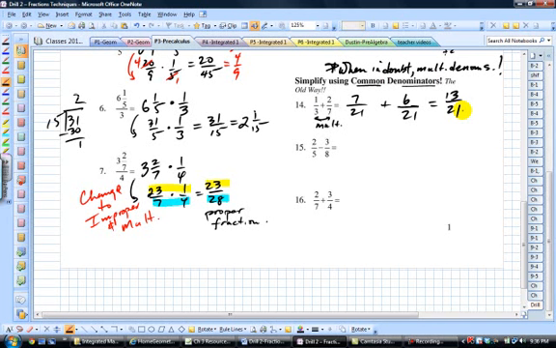Okay, using common denominators. So what I had to do was convert here, and then convert here, right? 7 times 3 is 21, 2 times 3 is 6. On the first fraction, the third, 3 times 7 is 21, so 1 times 7 to get 7. And so on, then add the numerators, and you get 13/21.